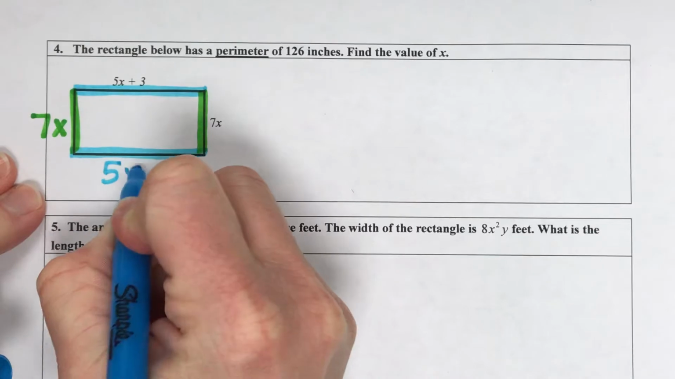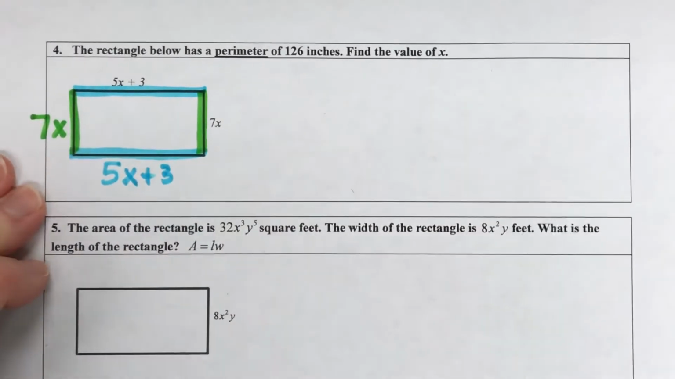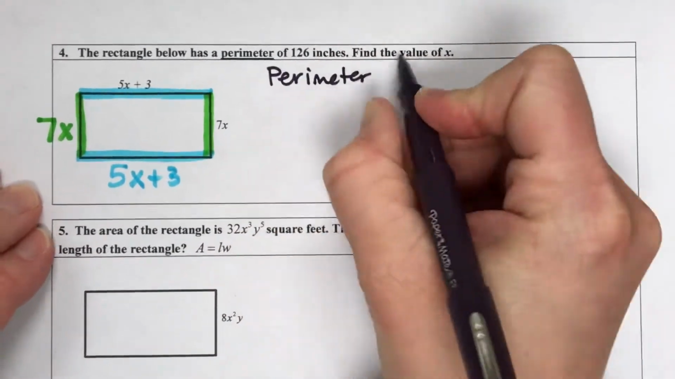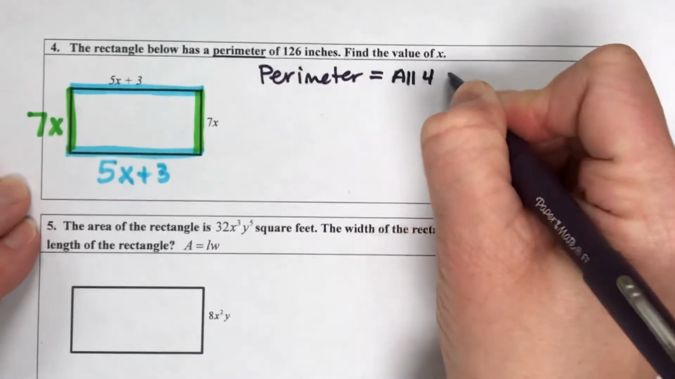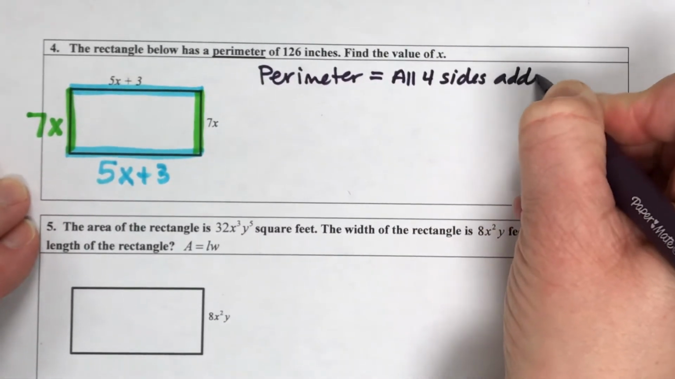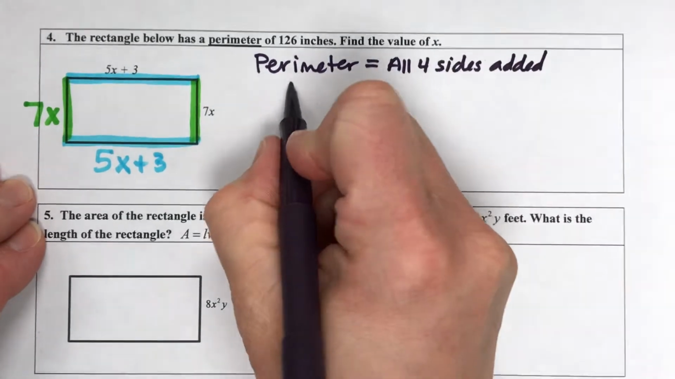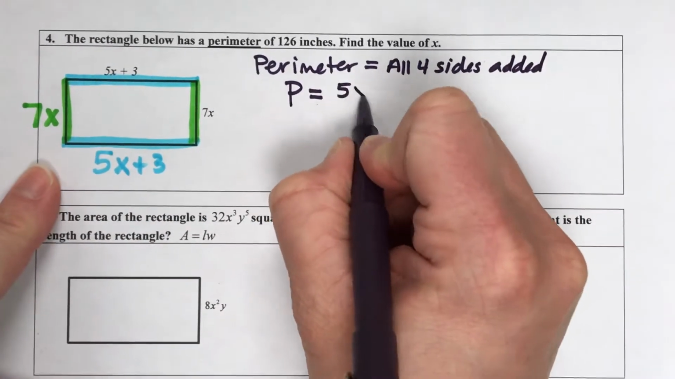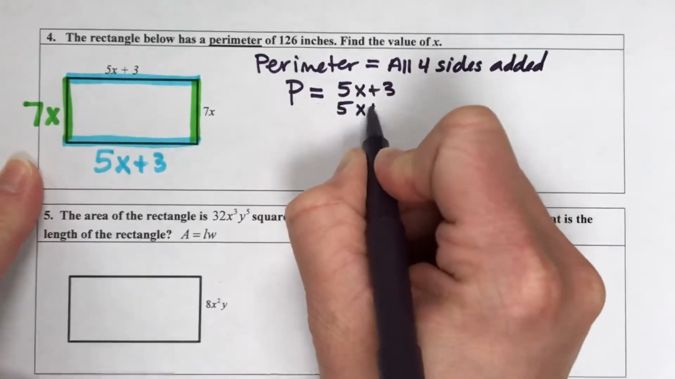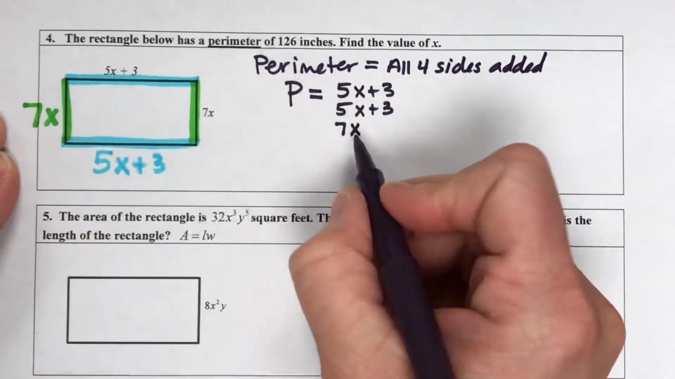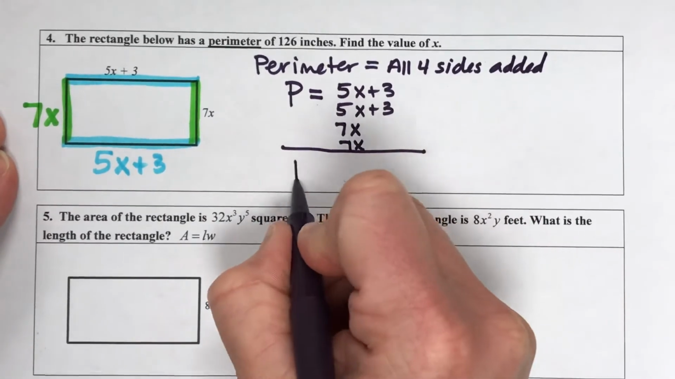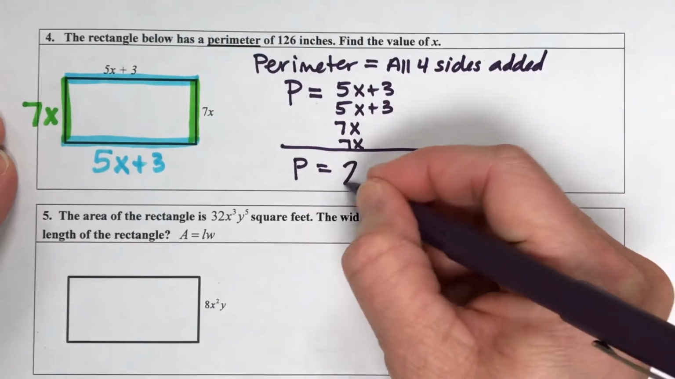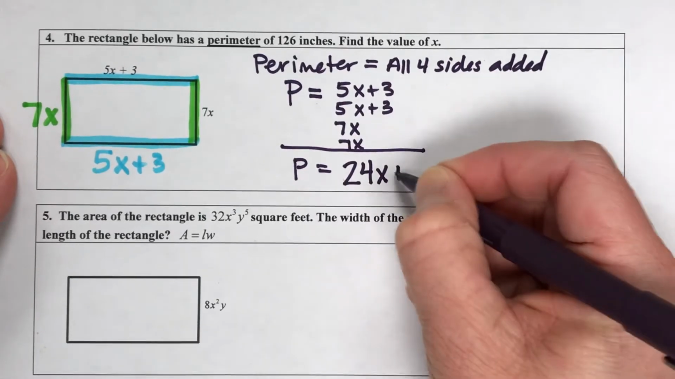So here I'm going to label the bottom as 5x plus 3 as well. And now what I'm going to do is set up our perimeter equation. The perimeter of a rectangle is equal to all four sides added up. So I'm going to set up P equal to all four of these polynomials added together. So 5x plus 3 for the top, 5x plus 3 for the bottom, 7x for the left side, and 7x for the right side. So total perimeter is 5 plus 5 makes 10x, 7 plus 7 is 14x, so total 24x, and 3 plus 3 is 6.